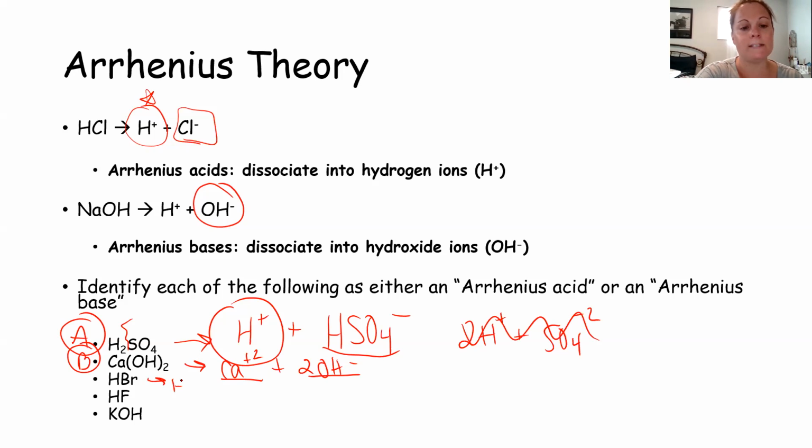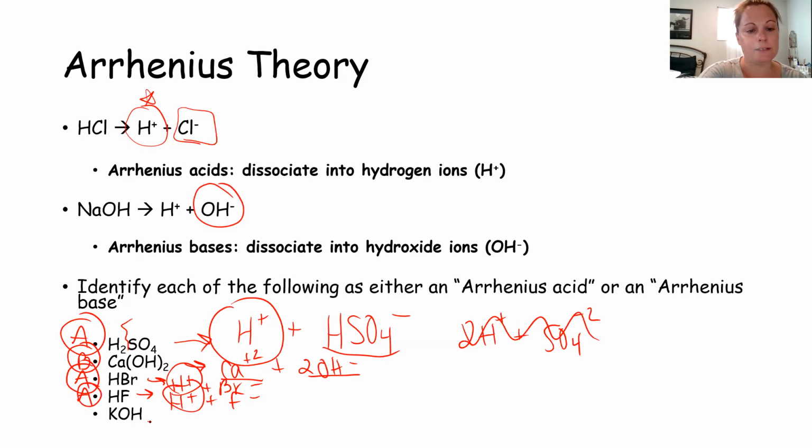HBr breaks into H+ and Br-. The positive ion is H+. HBr is an Arrhenius acid. Same with HF: H+ and F-. No hydroxide. H+ is the only positive ion in solution. HF is an Arrhenius acid.